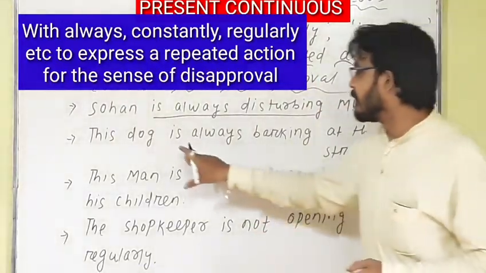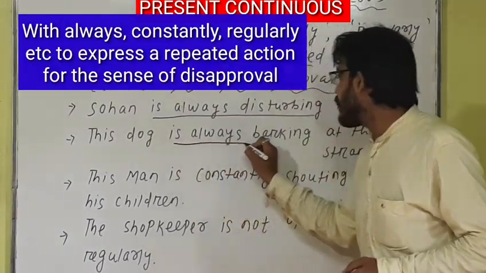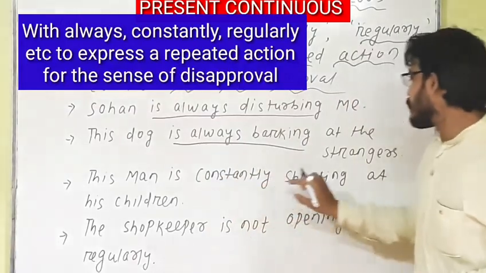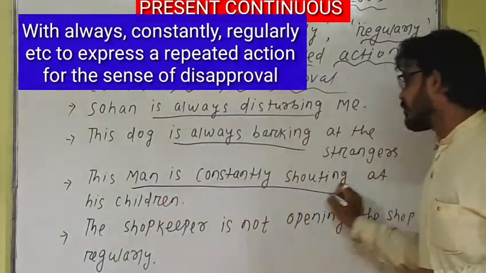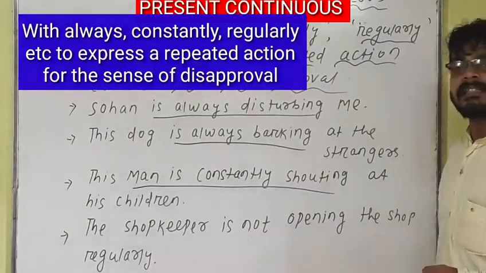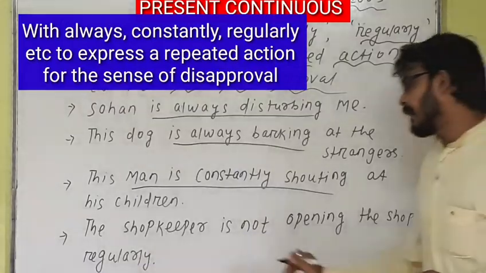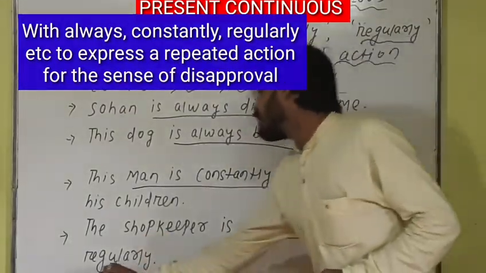Okay. This dog is always barking at the stranger. This dog is always barking. This man is constantly shouting at his children. The shopkeeper is not opening the shop regularly.